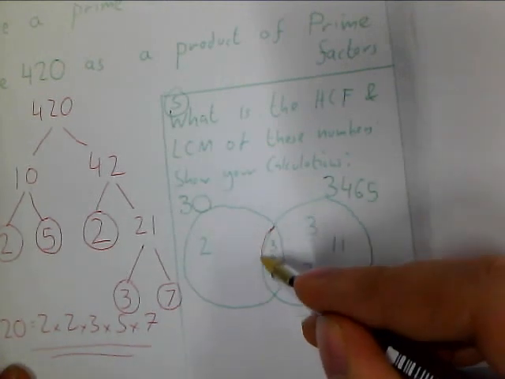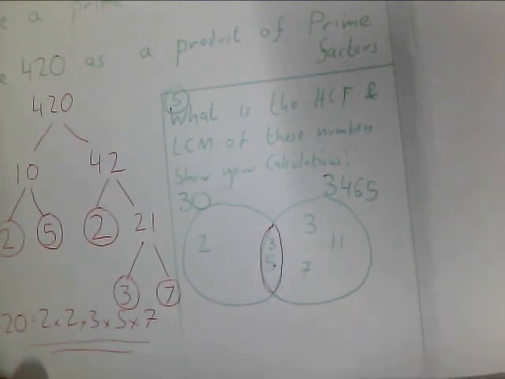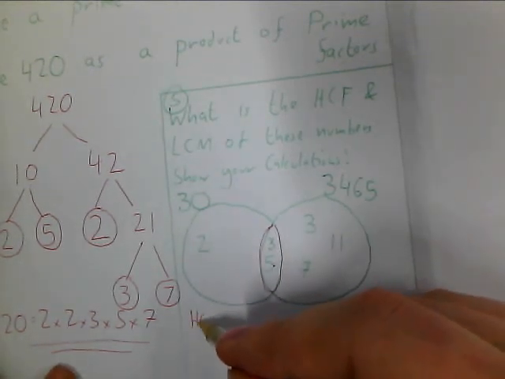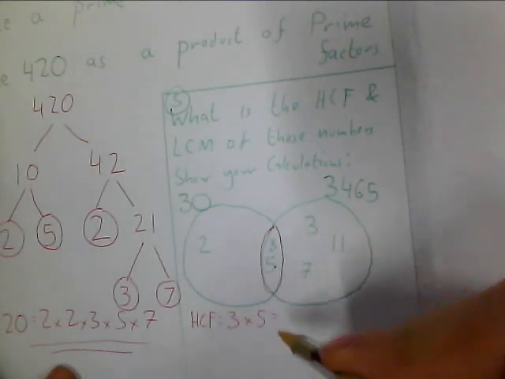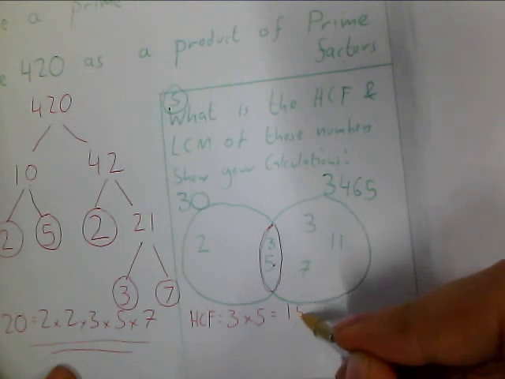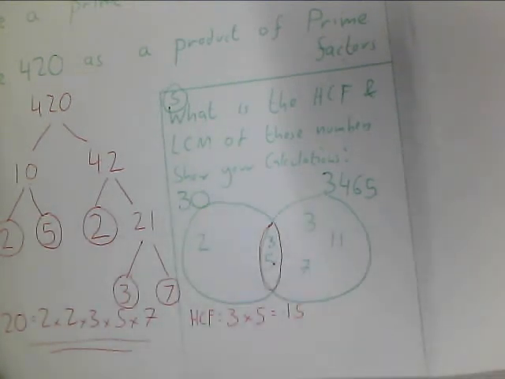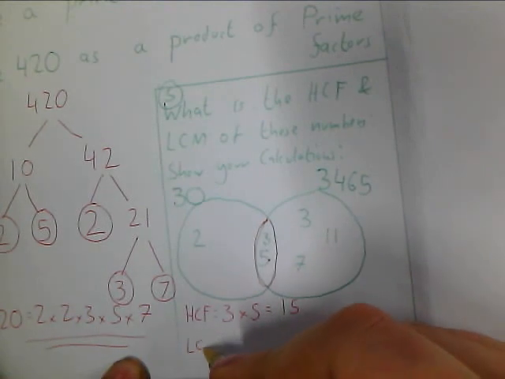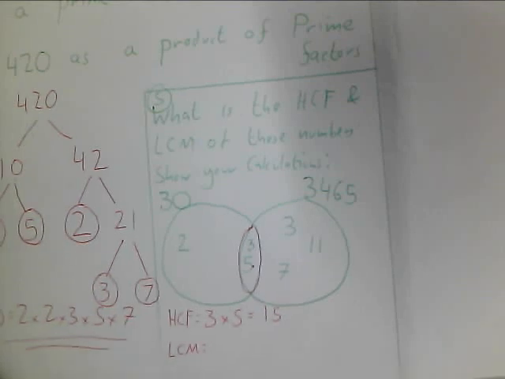So here inside my circle are my common prime factors. So the highest common factor I can make with those numbers is 3 multiplied by 5, which gives me 15. 15 is the highest common factor of these two numbers. Now the lowest common multiple can be found by multiplying all of my numbers inside the Venn diagram.